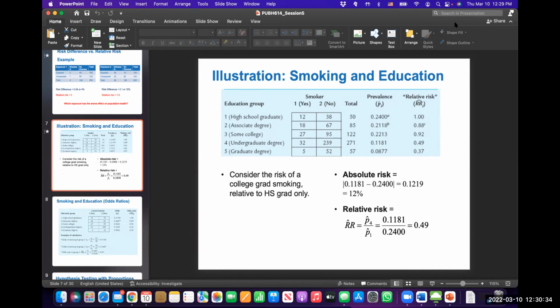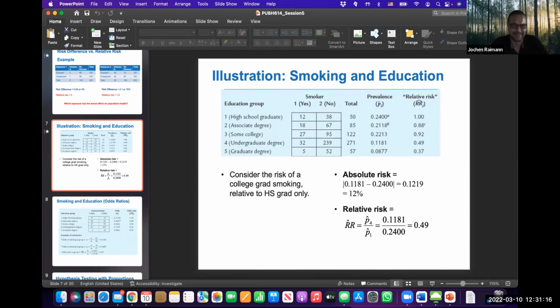Yeah, I have a follow-up question to that. So the relative risk, it's in proportion to the high school graduate group, right? Yes. The associate degree, if you were to divide the prevalence for associate by high school, you would get 0.88. So in that case, if you're looking at something else in a similar structure to this, with the first group, let's say the high school graduate group, would that be the group that everything else is divided by?